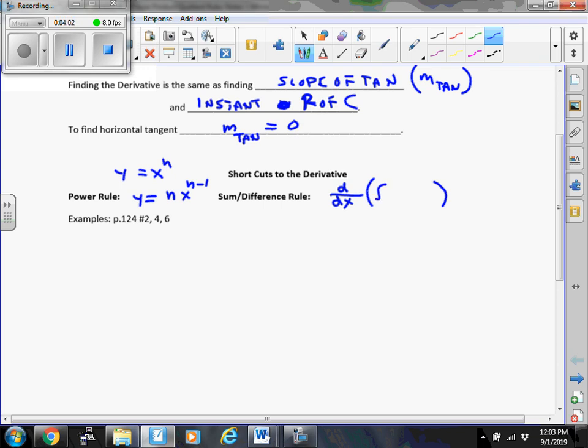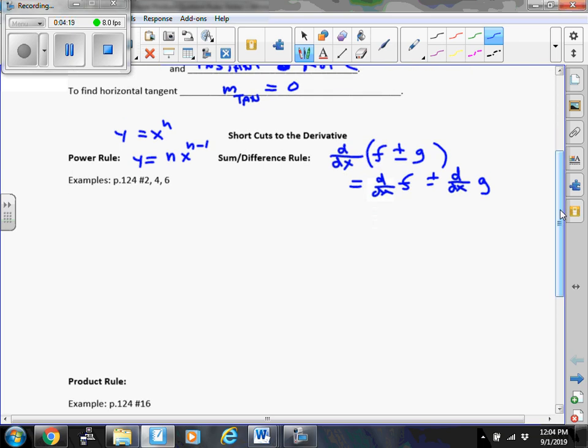So if I take two functions and I add or subtract them, basically I can take the derivative with respect to x of the f function and add or subtract the derivative with respect to x of the g function. It's something that we don't commonly consider a rule after we do some practice. Let's look at example number 2. Number 2 says the function is y equals 1/3 x to the third minus x.